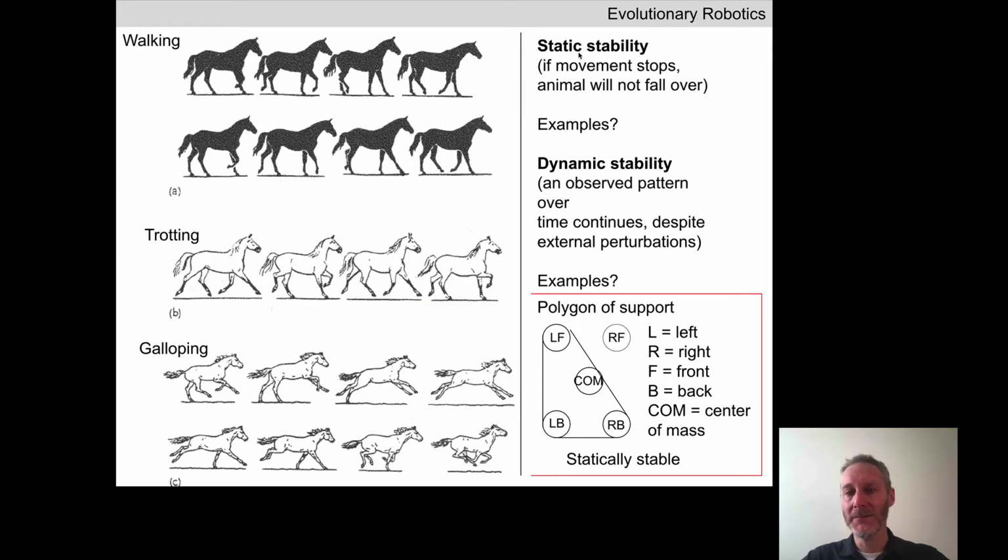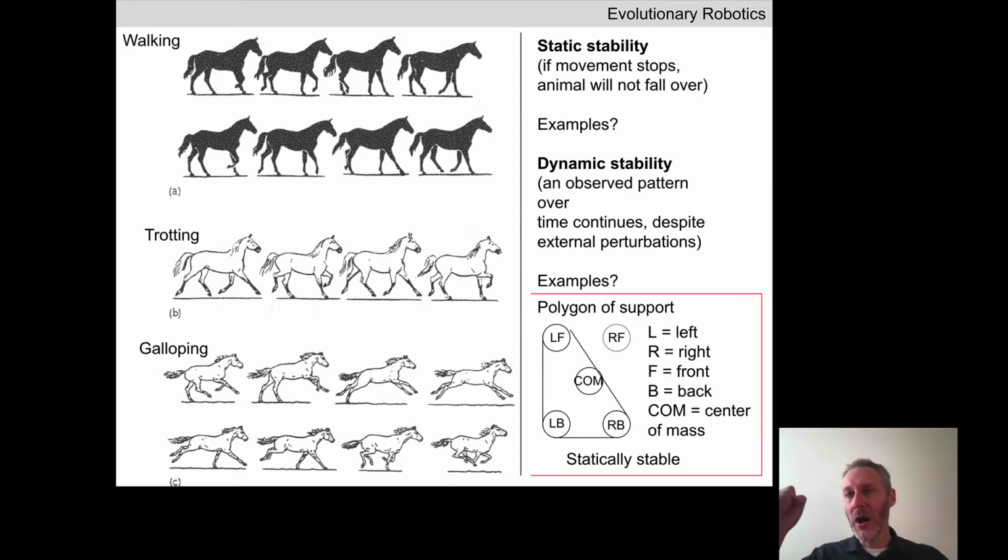Static stability is the idea that if during a particular gait, the animal or the robot suddenly becomes static, stops moving, will the animal fall over? During walking for horses or humans, if you stop at a given moment in time, most of the time you're statically stable. If you immobilize yourself while you have both feet on the ground, obviously you can maintain your balance.